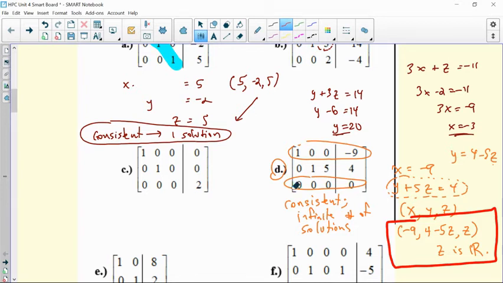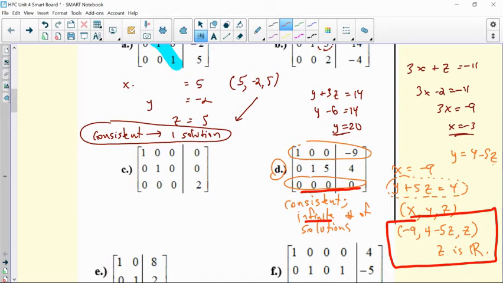But when you see a row of zeros like this, that's a good indication that it's going to be consistent, but there's going to be an infinite number of solutions, because basically you don't have enough equations to match the variables. So you're always going to have a little bit of ambiguity.